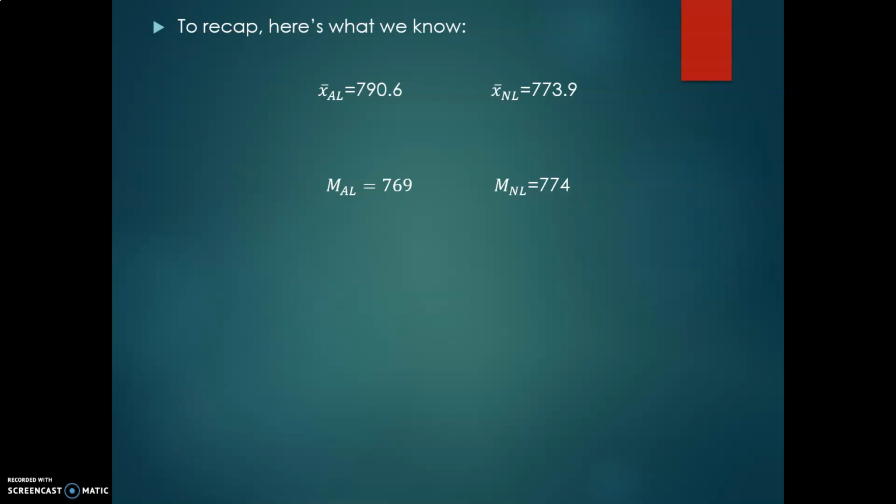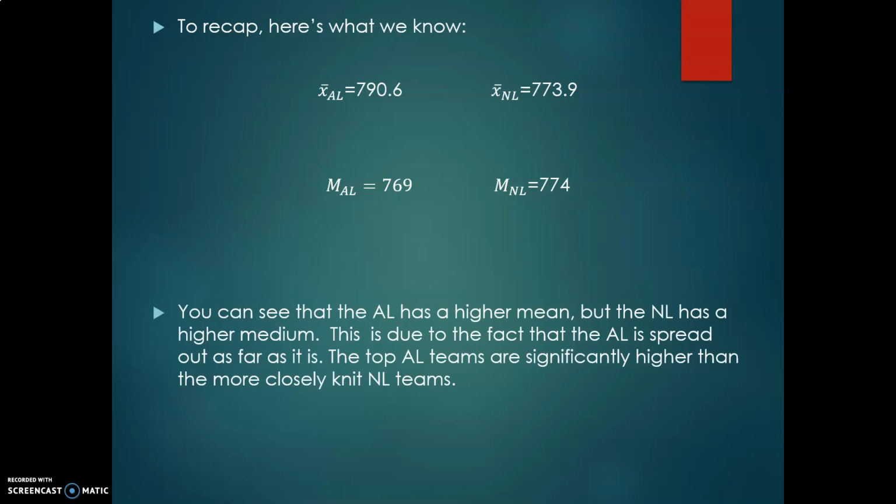That means that the average of our American League teams was 16.5, almost 17 runs larger, but the median of our National League team is actually bigger by 5 runs. So that clearly shows that the way this data is spread out is affecting those values. Our American League is spread out further than our National League, and our National League is much closer, which, if you remember back to the dot plot, does make sense.